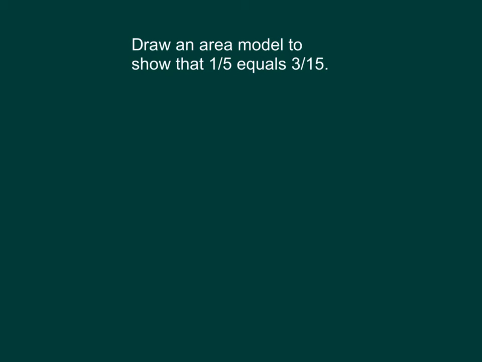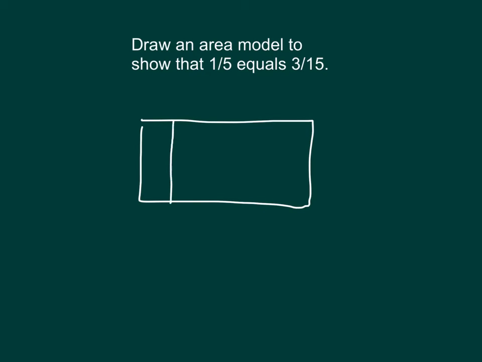Here we're asked to draw an area model to show that 1/5 equals 3/15. We'll start by drawing an area model for 1/5. Remember that the whole thing represents 1, so that we're dividing it into how many parts? Right, 5 parts. And then we're looking at how many of those parts? Just 1. Now in our last example, remember we divided it into half because we are going from 4 to 8. In this case, we're trying to go from 5, or fifths, to 15ths.